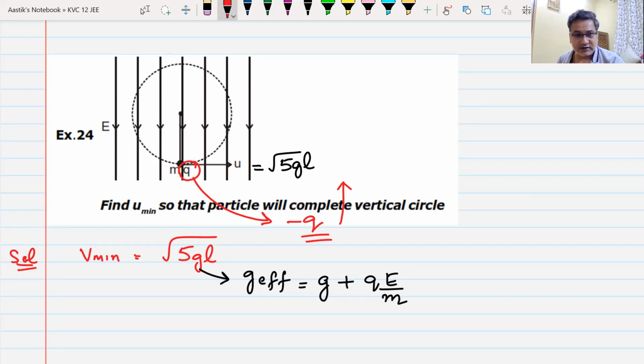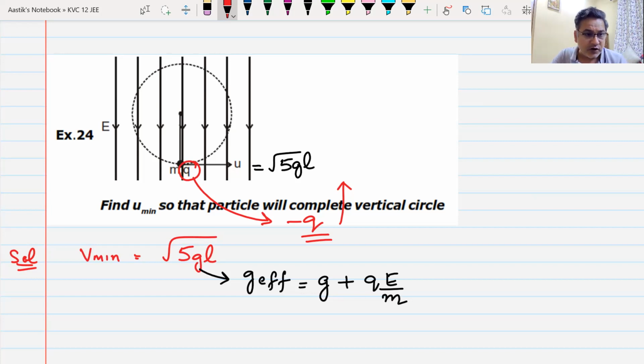Do we understand this, or has this gone above and you are saying bye bye? Don't worry about me, I'm gone. Understanding, sir. Okay, so this is what you should have remembered. Remember root 5 GL. Whenever such a question comes, you just have to replace G by QE by M and the answer remains the same.